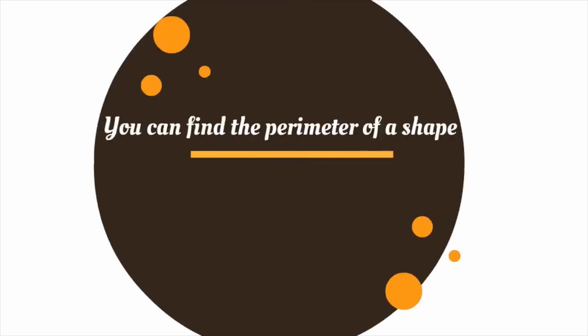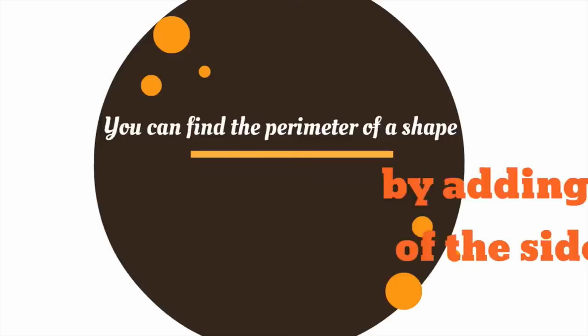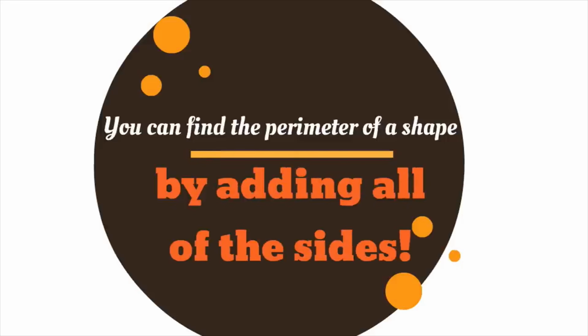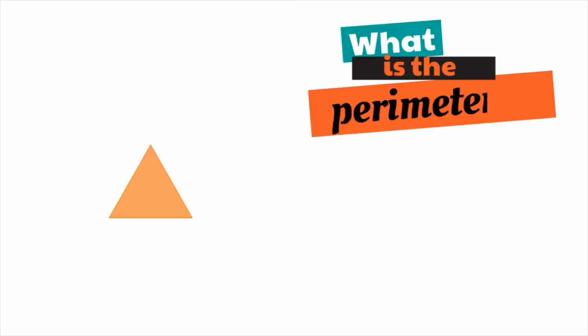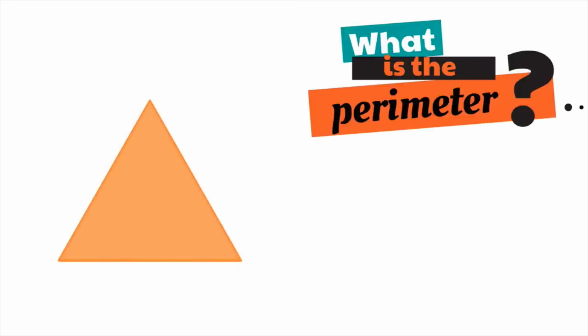And it's easy to find. You can find the perimeter of a shape by adding all of the sides. That will tell you what the distance around the shape is. Great, now let's practice finding the perimeter. Look at this triangle. What is the perimeter of this triangle? Okay, first we need to know how long all of the sides are, then we can figure out the perimeter.